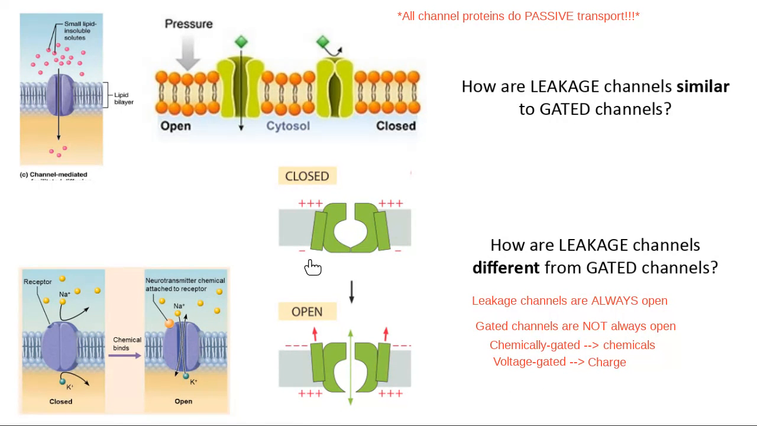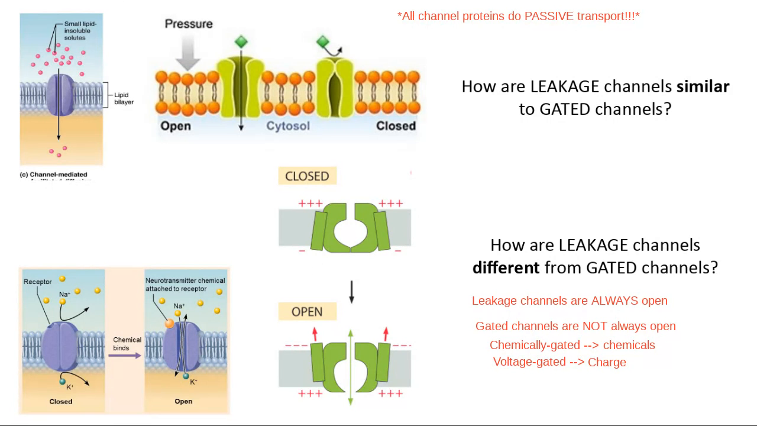So a voltage gated channel, we change our membrane charge. Either we go from being negative inside to positive inside, or we could actually do it the opposite too. We could go from it being positive inside to being negative inside. The big thing to know with voltage gated, it's all about charge. When my charge changes, a voltage gated channel will open or it will close.